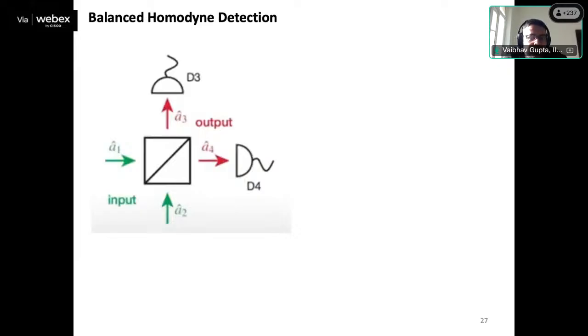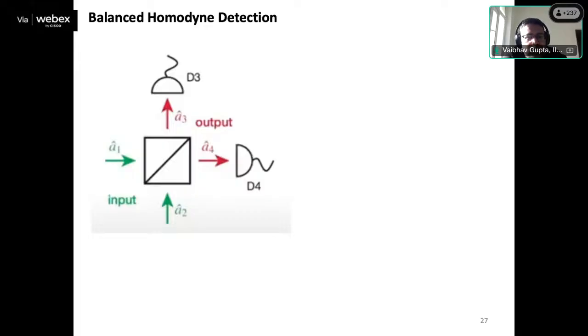Now comes the detection part. So okay, suppose I'm not able to create something like coherent light. I have created a squeezed light. Let's say I have a squeezed light.